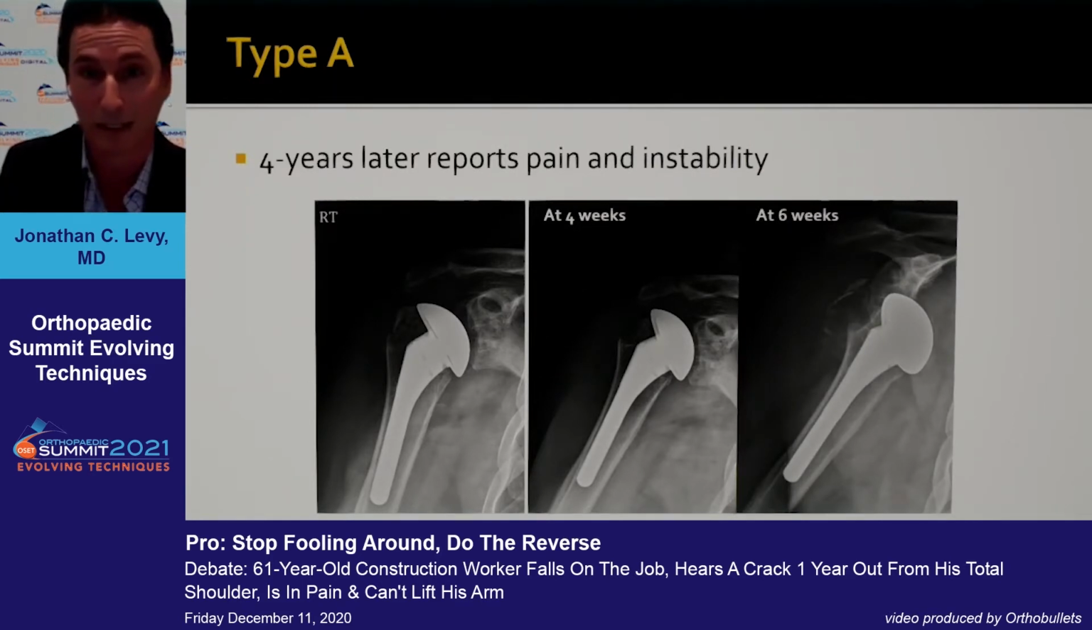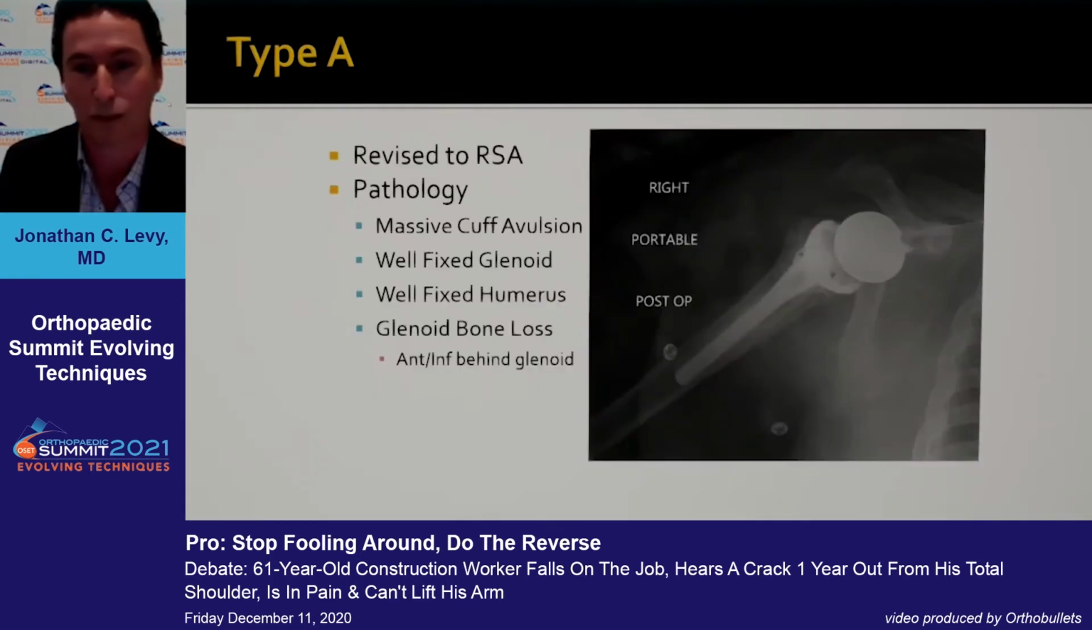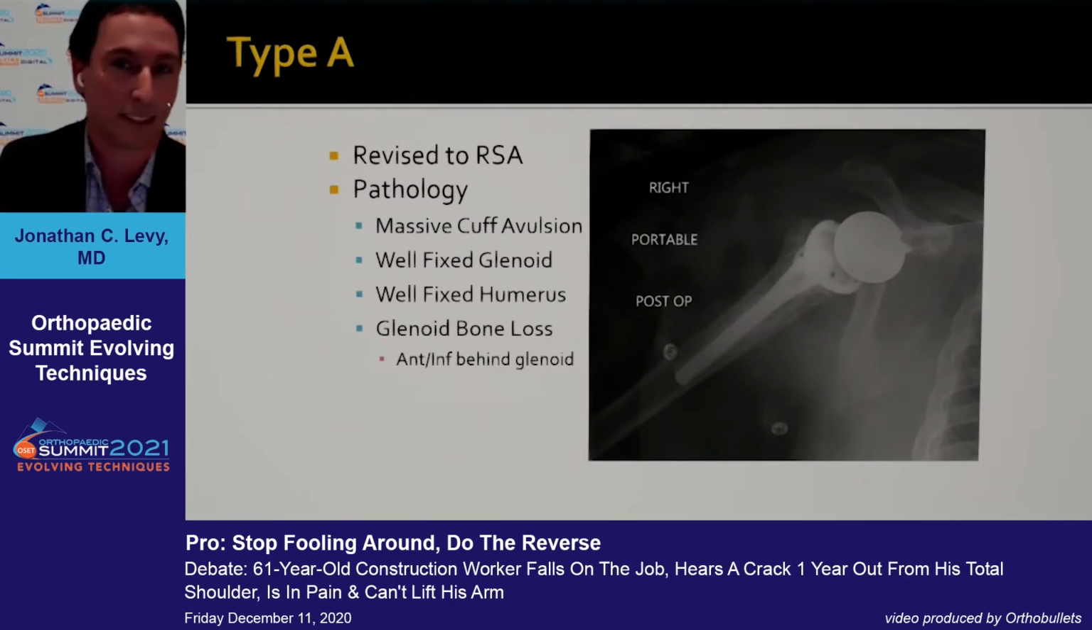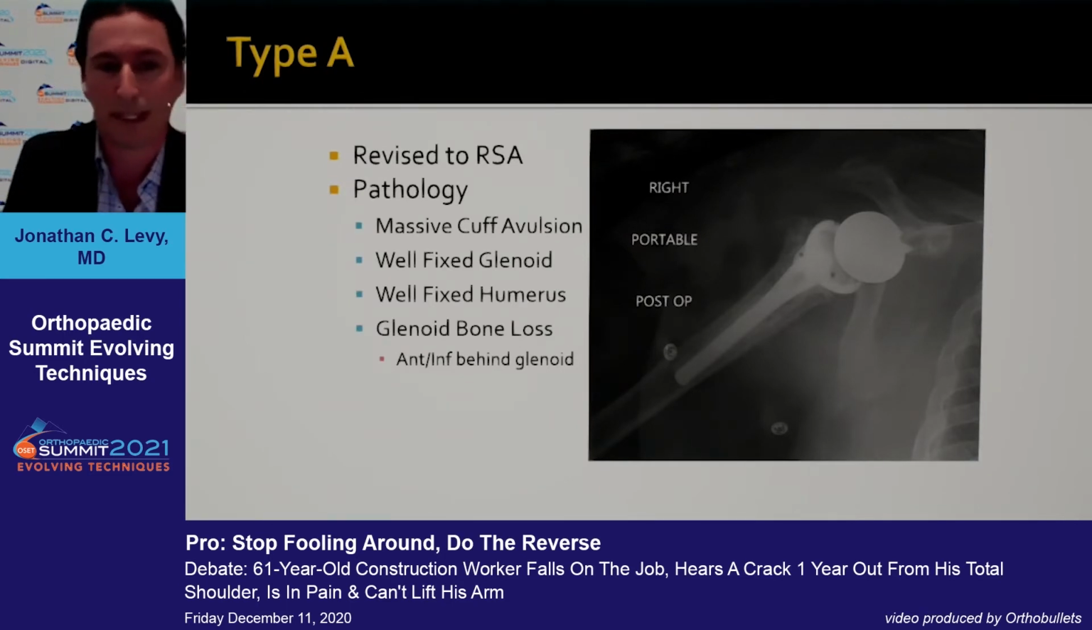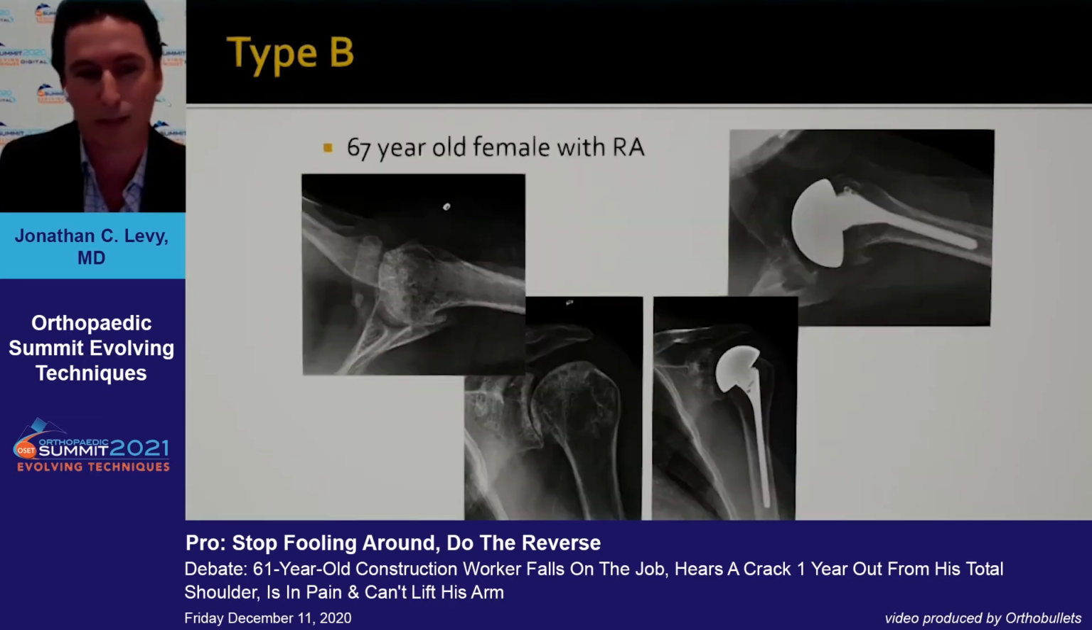He's actually locked in this dislocated position. Trying to manage this with anything other than a reverse won't work, because you're dealing with a massive rotator cuff avulsion and glenoid bone loss that occurred on the other side of the well-fixed glenoid. These problems have to be treated with something a little more sophisticated, and a reverse shoulder replacement can manage it very, very well. I did that case recently.